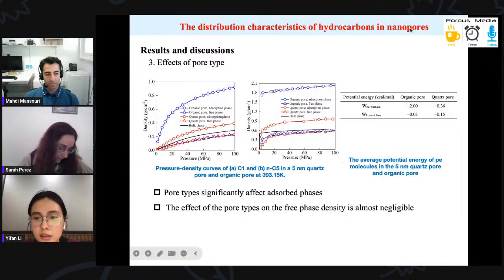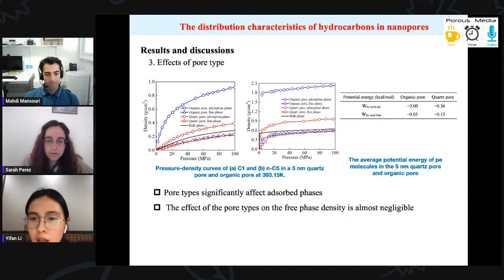That's because, as we could see from the potential energy for the molecules, the change in the pore types mainly affects the hydrocarbon and the pore potentials to some extent, especially for the quartz pore. That is quite negligible for the free phase.